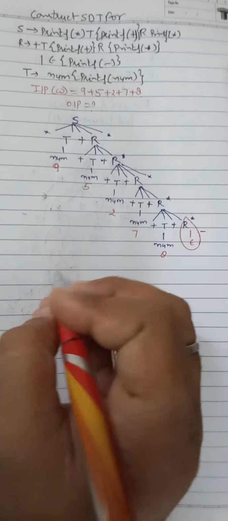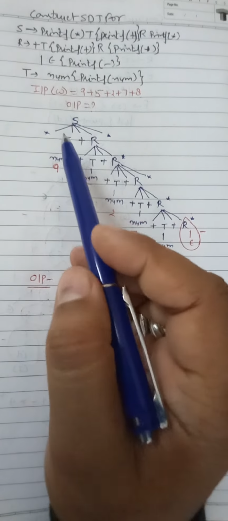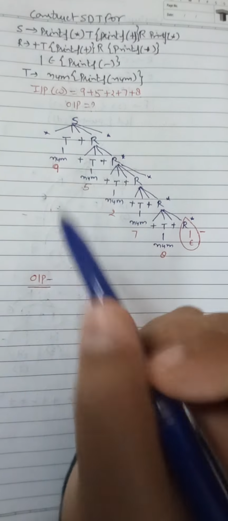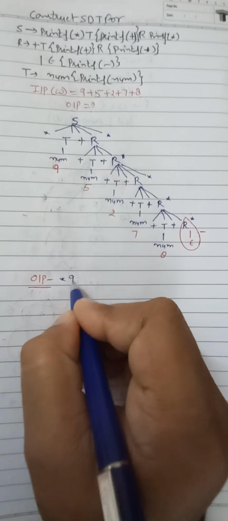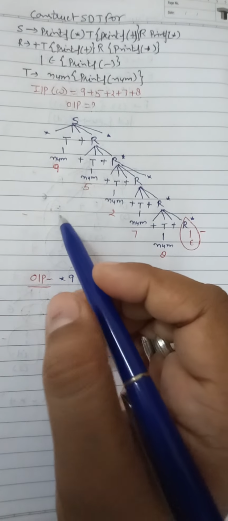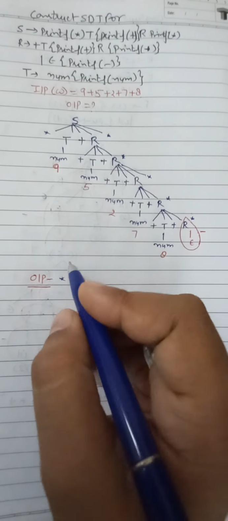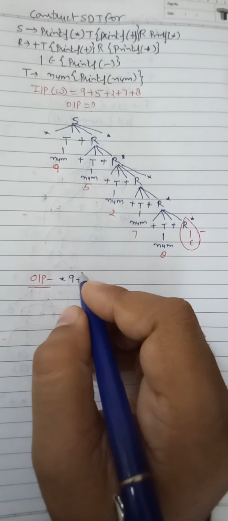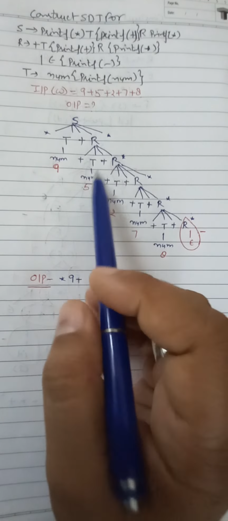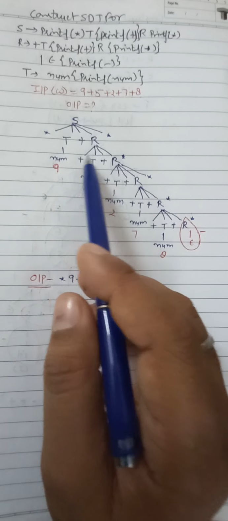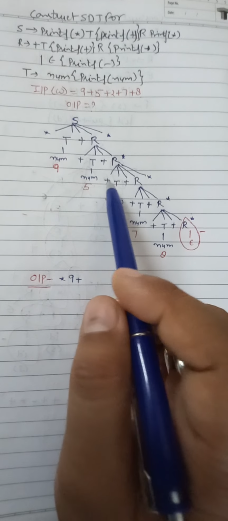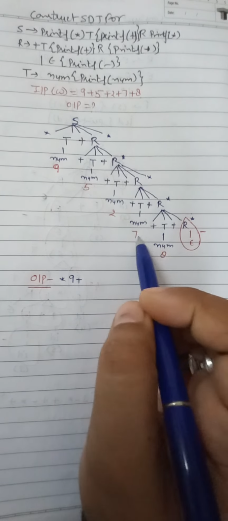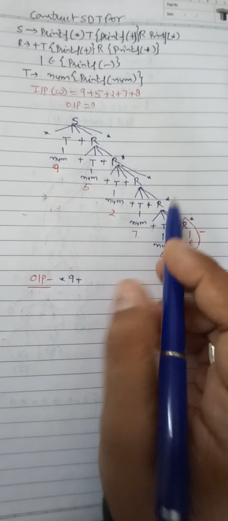So now we'll see what will be the output of this. Multiplication is there first, so we will write multiplication. Then what is there? 9. We'll write 9. And what is there? Plus. So we'll write plus. Then it will say 9 plus 5 plus 2 plus 7 plus 8 minus multiplication.